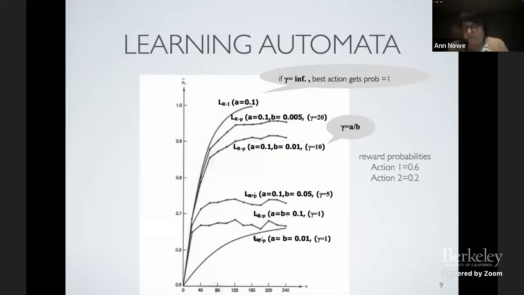So here we have a scenario with only 2 actions. And we have the reward probabilities for the action. So action 1 here is the better action because it has a higher probability of a positive reward. And the different plots you see are for the different learning rates. Of course, the smaller the learning rates, the smoother the learning curve. But what is mainly interesting here is this gamma, which is the ratio between A and B. So the reward in action 1 is the one on top, where A is equal to 0.1 and B is equal to 0. And as you can see, it basically learns a pure strategy. So it gives the probability mass 1 to the better action.